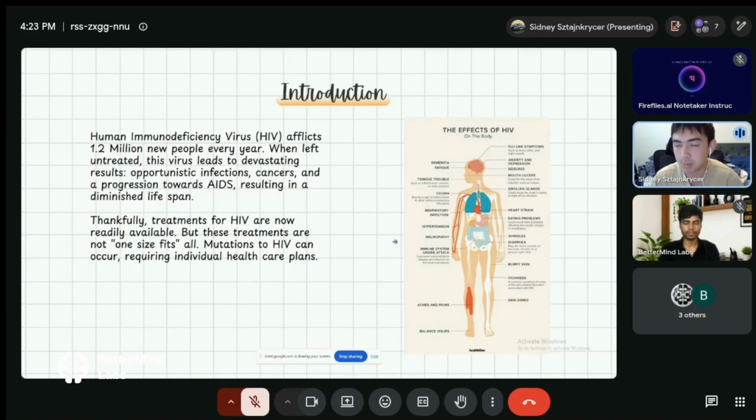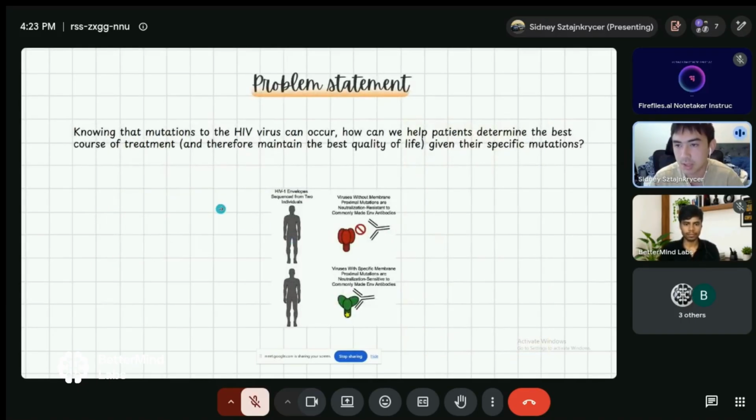So my problem statement is that, knowing that these mutations occur and can mutate very rapidly, I was wondering how we can determine the best possible treatment for patients based on their specific situation.